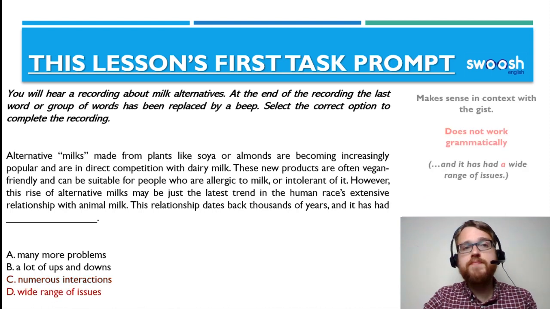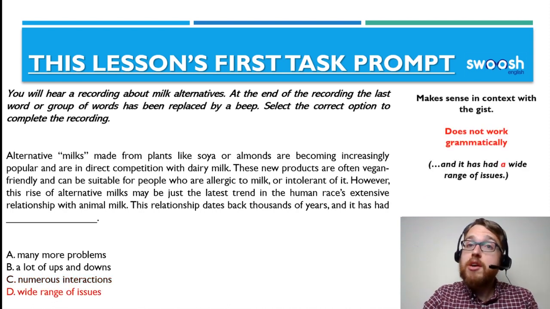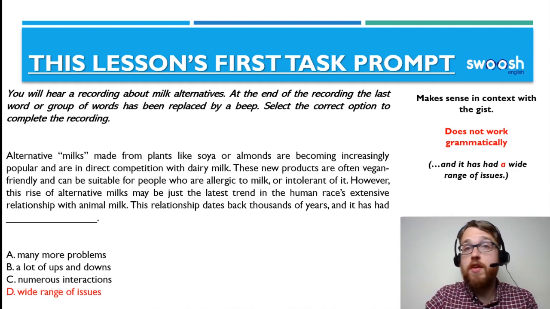What about D? Well, D does make sense in the context of the gist. There have been a wide range of issues that have happened because of the use of people with animal milks and plant milks throughout thousands of years. However, it does not work grammatically. Let's read the sentence. This relationship dates back thousands of years and it has had wide range of issues.